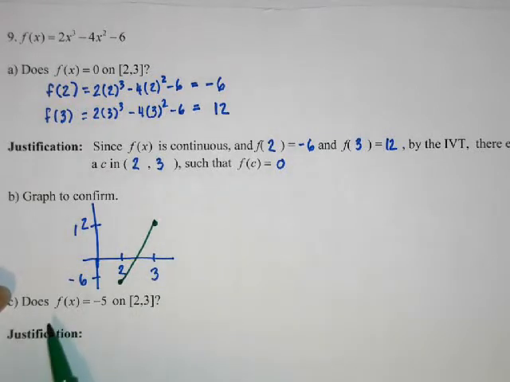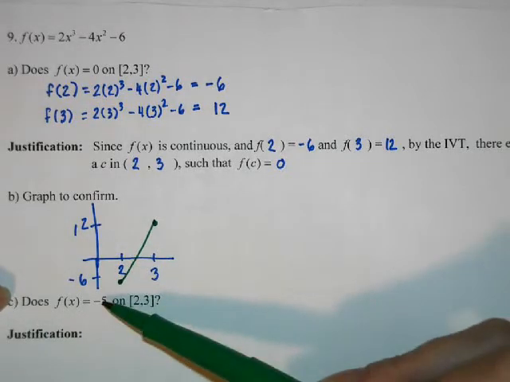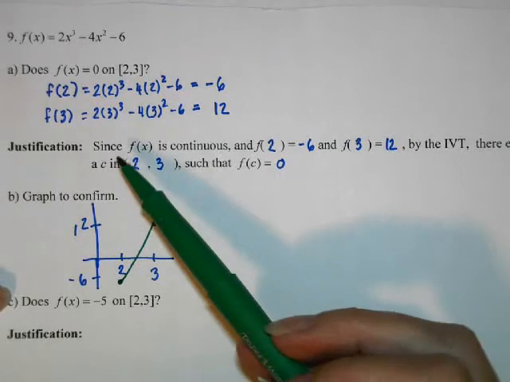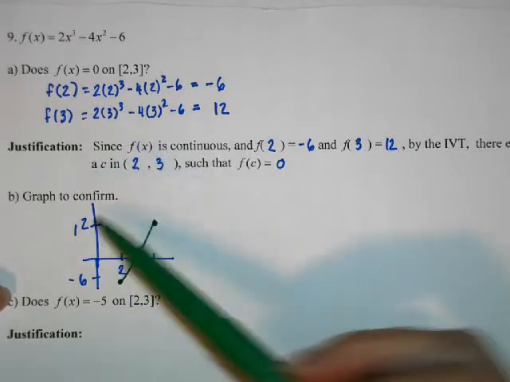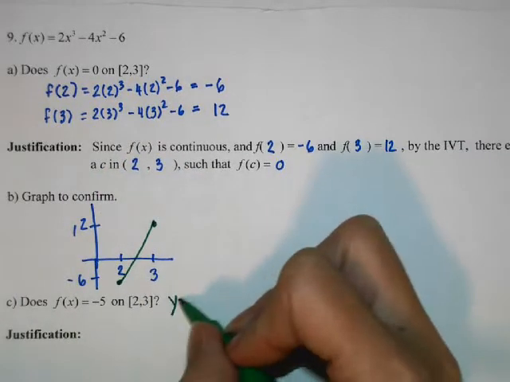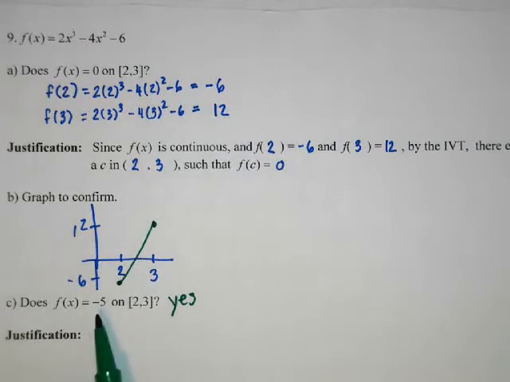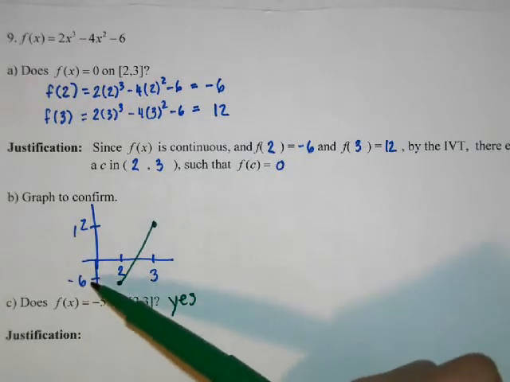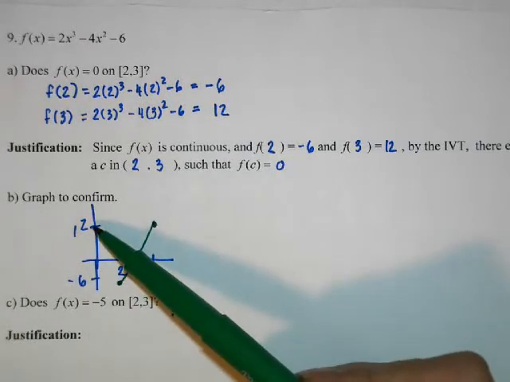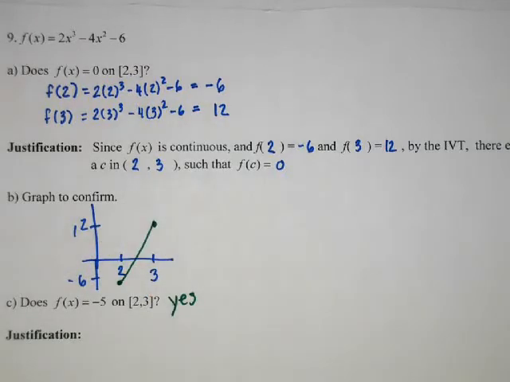Okay, does f of x equal negative 5 on the interval from 2 to 3? Well, is negative 5 in between negative 6 and 12? Yes. So yes, if it was outside of that range, then it's not necessarily true. In this case, this one's just going to be increasing, so yes. But f of x does equal negative 5 because negative 5 is in between negative 6 and 12.